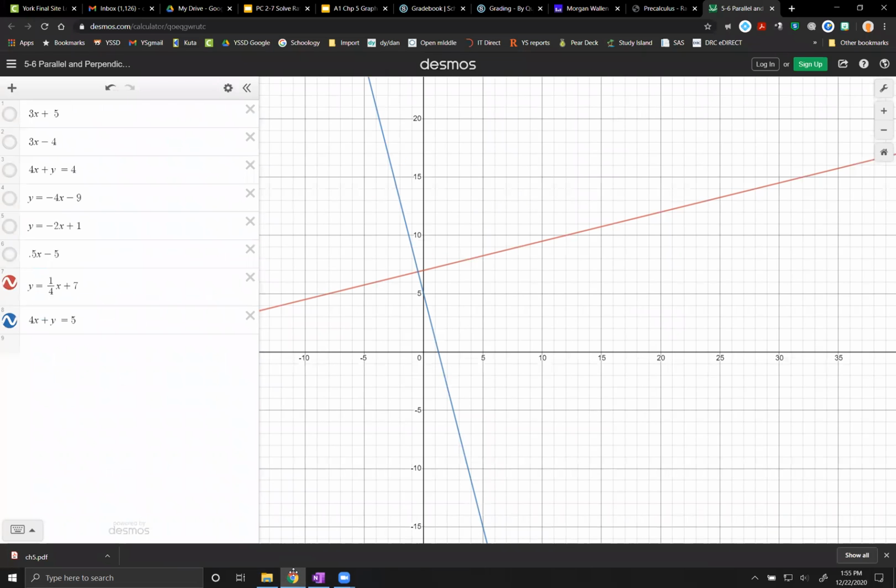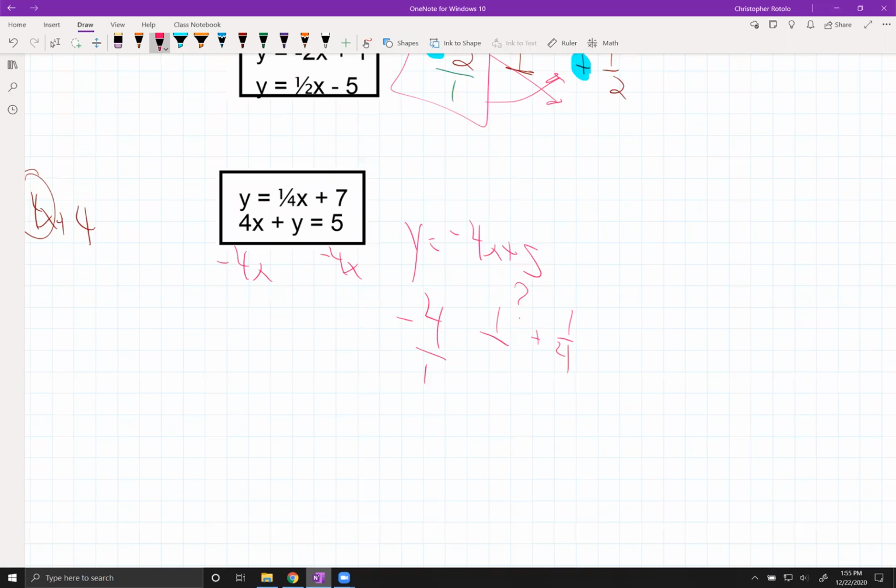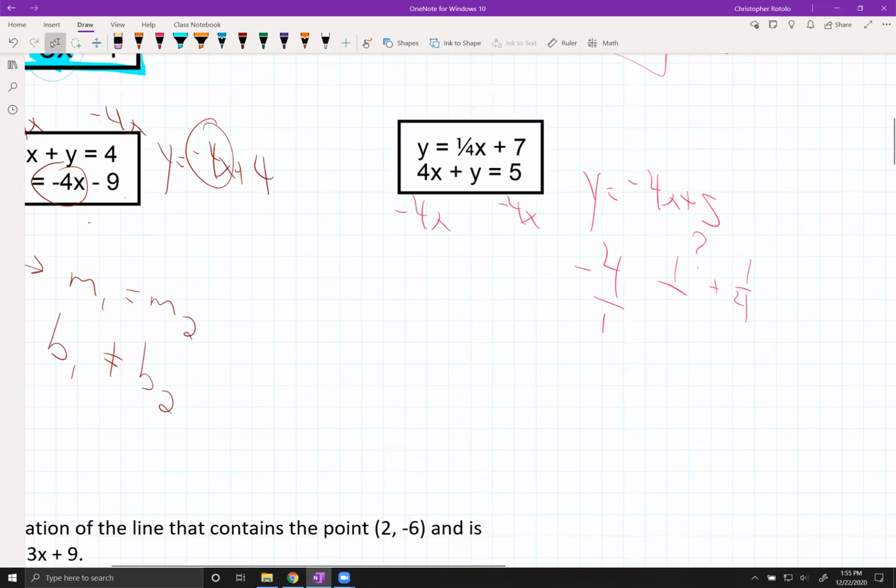All right, let's zoom it out. Those look pretty good as well. It does look like they cross over at a nice 90-degree angle. Okay, so just want to use the graph to prove what perpendicular is and what it looks like. All right, so let's get a couple examples in here.